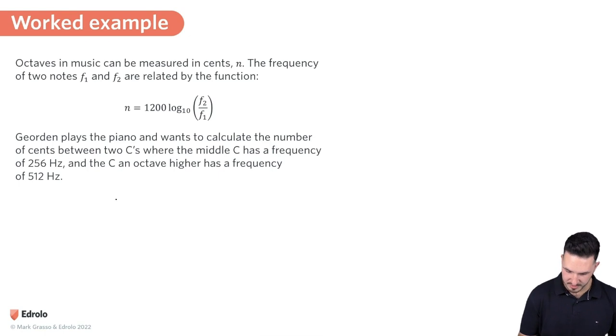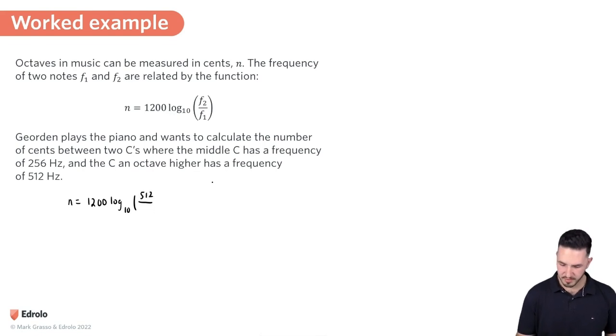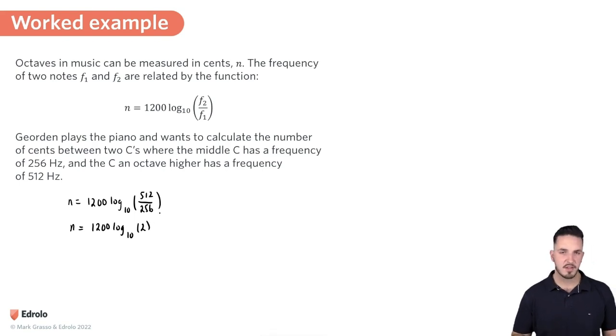First thing we want to do is identify the lower of the Cs. Where are we? It's the middle C. So the first one we're going to have is n equals 1200 log 10 of 512 divided by the frequency of the octave lower, which is 256. So 512 divided by 256 is 2. So we're going to have n equals 1200 log 10 of 2. And again, if the answer was an exact value, you would leave it like that. However, in this case, let's find an approximate solution.